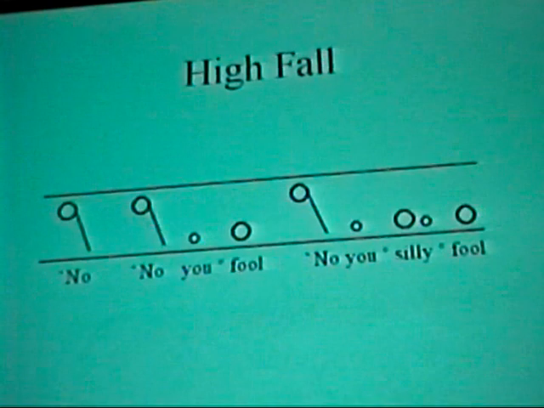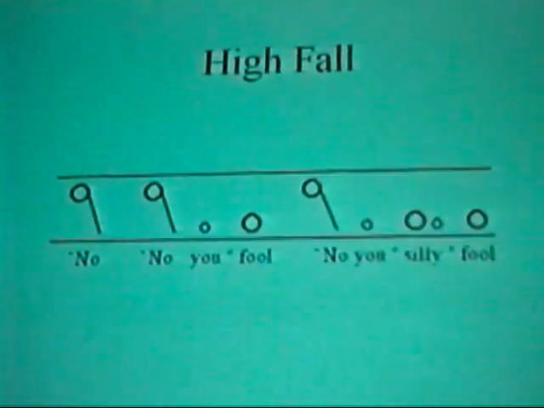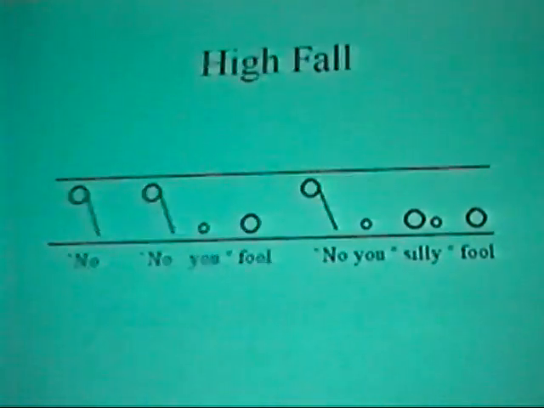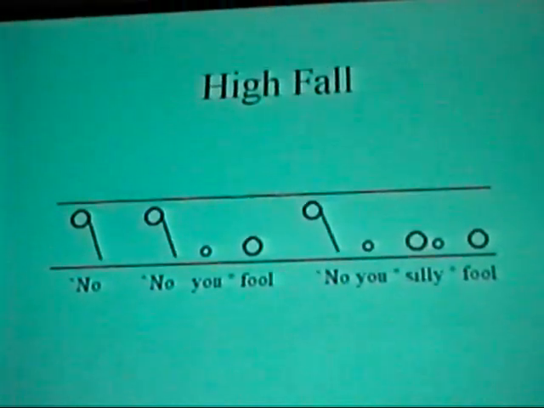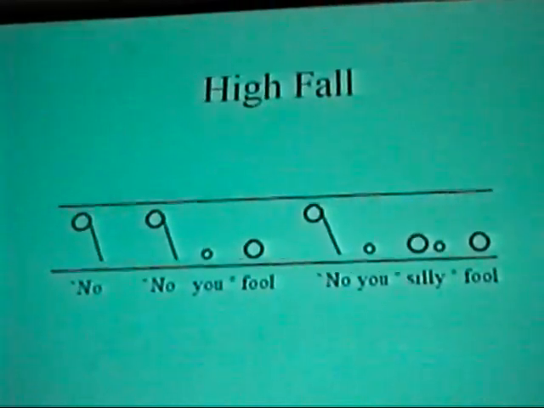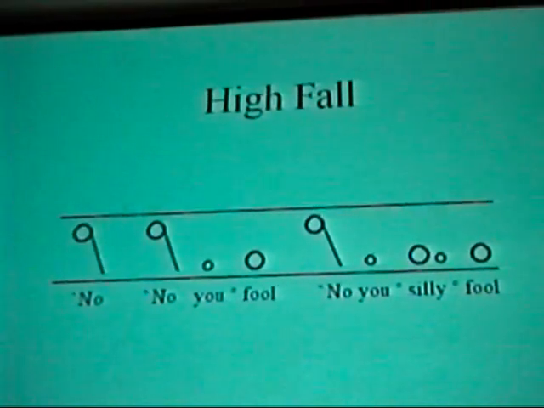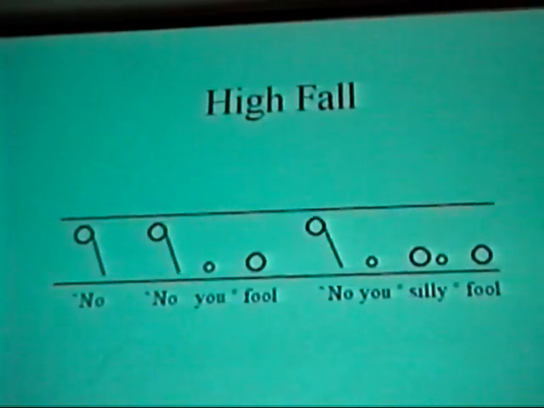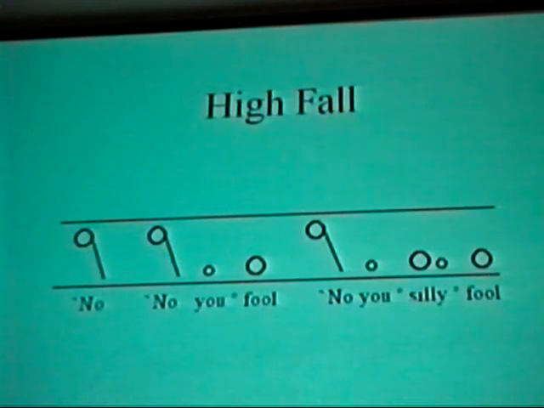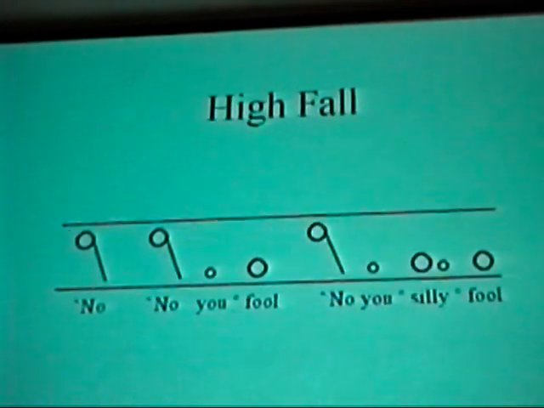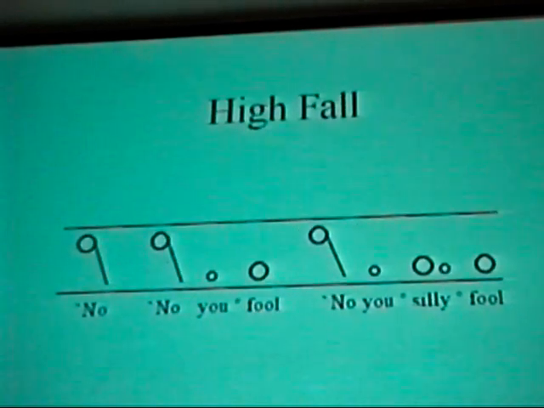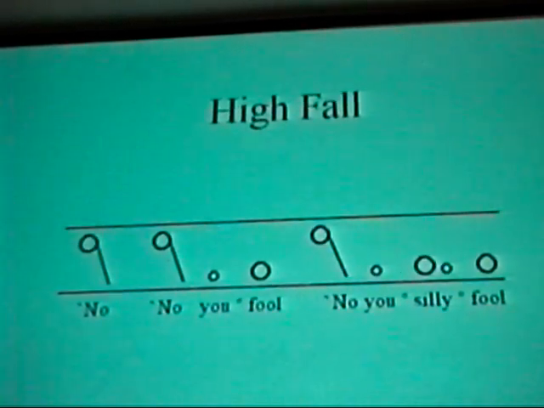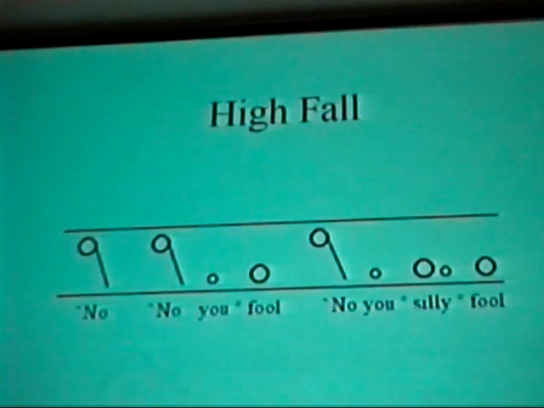So what's the definition of a high-fall nuclear tone? It is a tone attached to the last accented syllable of a word group, which starts high in the speaker's pitch range, falls to low by the end of that syllable, and then, if there are any more syllables, levels out, stays low and level. Doesn't rise again, doesn't fall, stays more or less low and level. That is part of the definition of the nuclear tone. I'll keep saying that because people get confused about that.